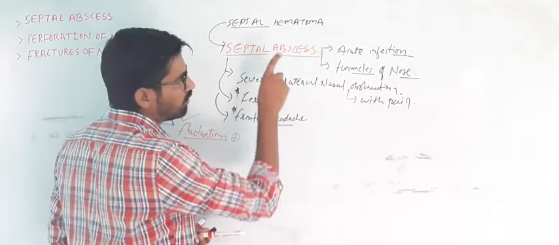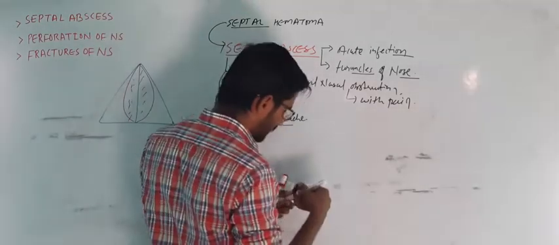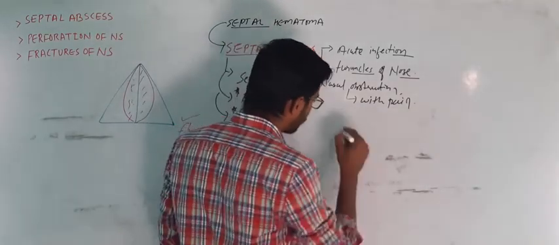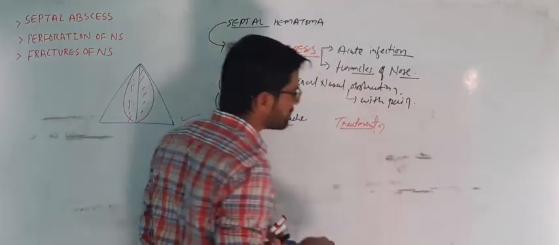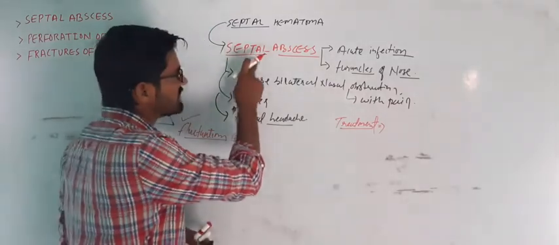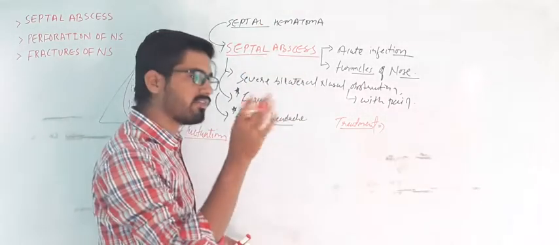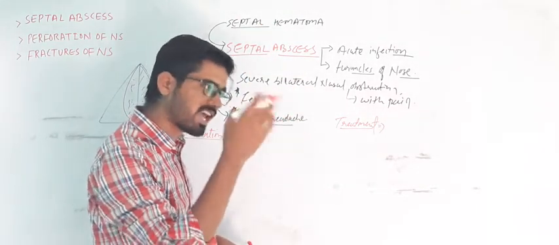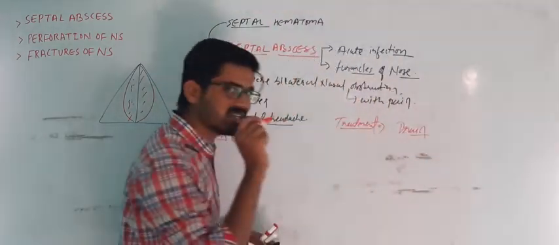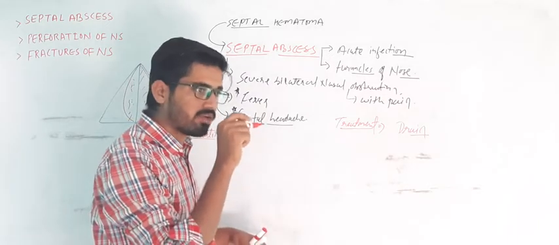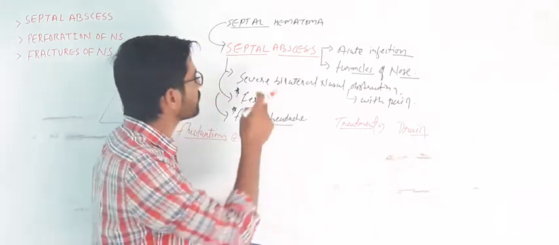Now, what is the treatment for this septal abscess? It has to be drained. In the septal hematoma, I told you that wherever there is a blood collection in our body, it has to be drained. So we have to make one incision. Where do we make it? We make the incision on the dependent part of the septal abscess.